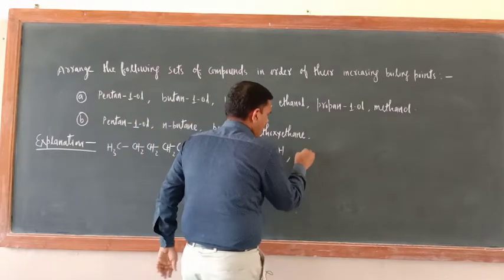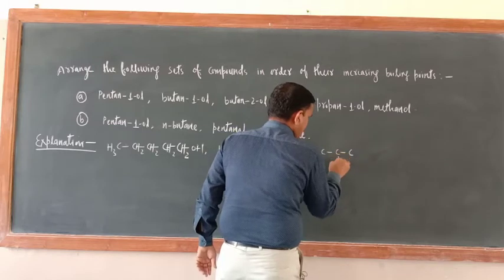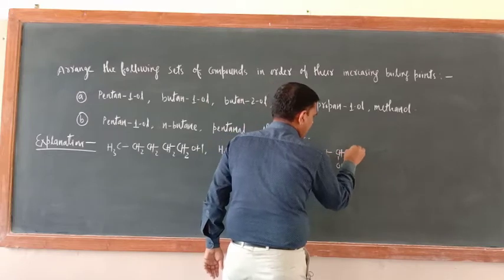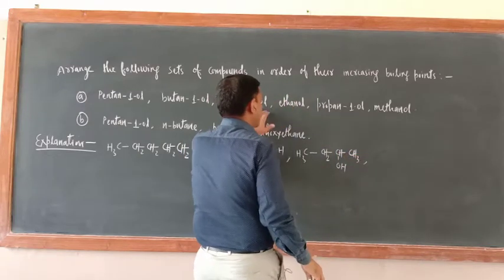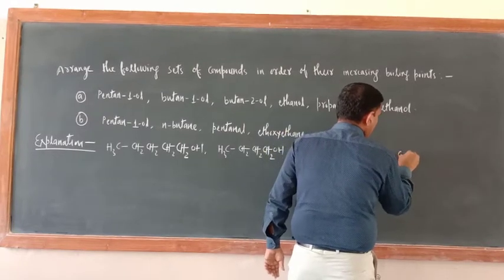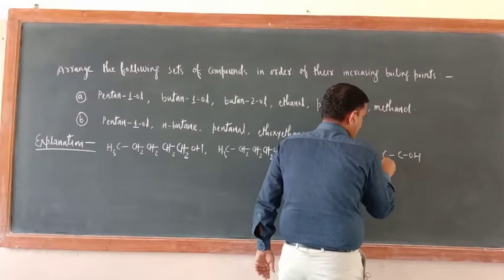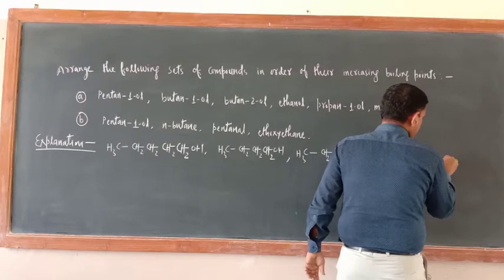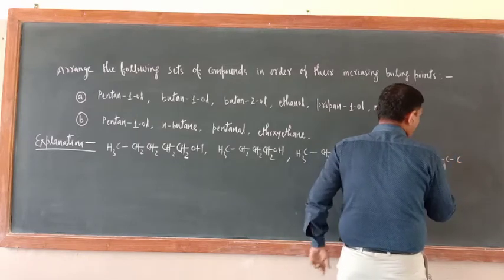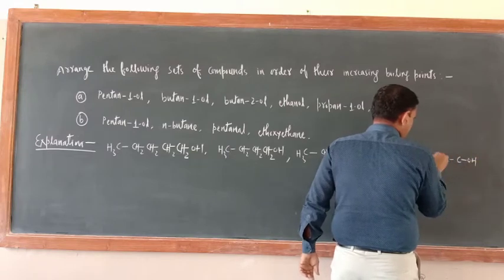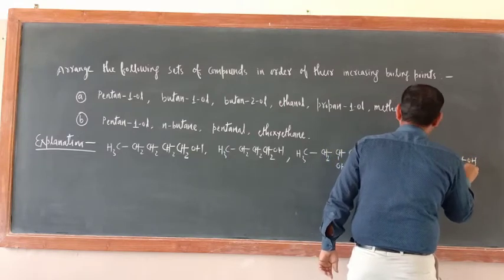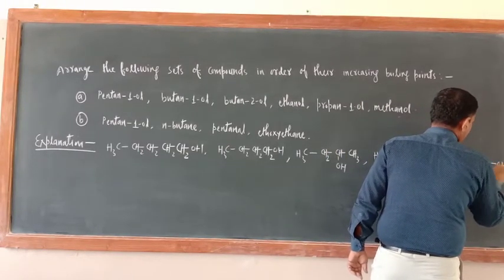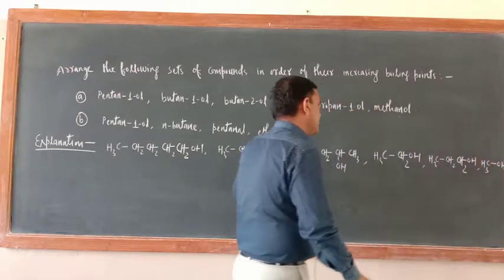Next one is butan-2-ol. So C, C, C, C, and here OH. Here CH3, here CH2, here CH with OH, here CH3. This is butan-2-ol. Ethanol means 2 carbon atoms, CH3, CH2, OH. Next one is propan-1-ol. So C, C, C, and 1-ol means OH would be here, with CH3, CH2, CH2. Then methanol means simple CH3OH. Now I have written them, correct?